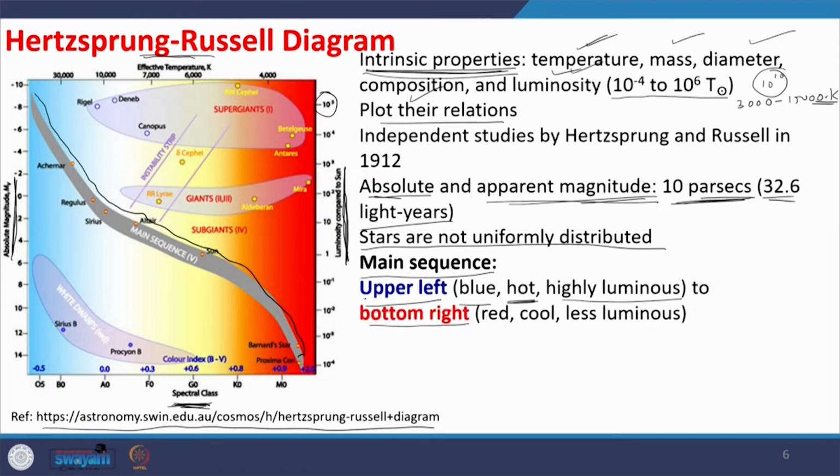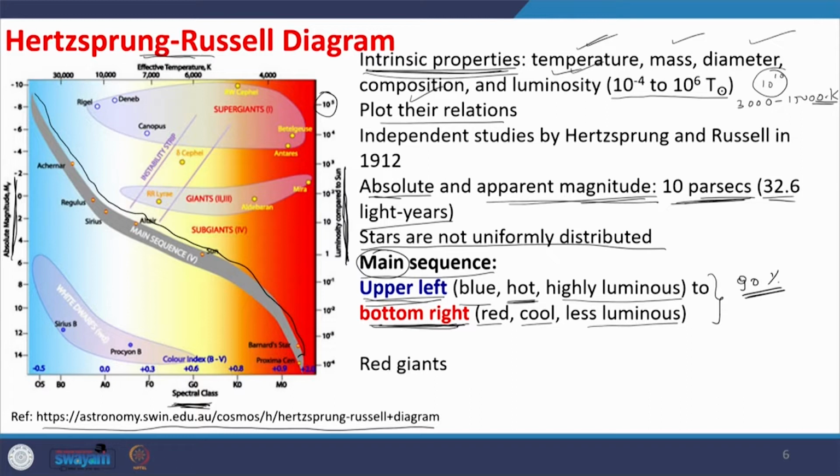For your convenience, I have denoted the upper left with blue color and the bottom right with red color. The stars in the bottom right are red in color. In terms of temperature, they are cool, and in terms of luminosity, they are less luminous. And the majority of the stars, around 90%, lie between these two. Isn't it very interesting? 90% of the stars possess luminosity and temperature in the main sequence.